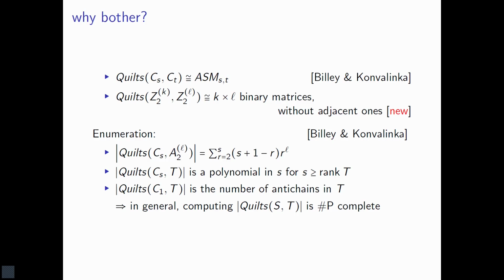If one of the posets is the chain of rank 1, so just 2 elements, then the size of the quilt's lattice is actually the number of antichains in T, which means that we cannot hope to be able to compute the number of quilts in general, because we cannot even do it for the Boolean lattice on 10 elements, I think. So 9 elements we can do recently, but 10 elements is currently not possible. We do not know the number of antichains of the Boolean lattice with 10 elements.